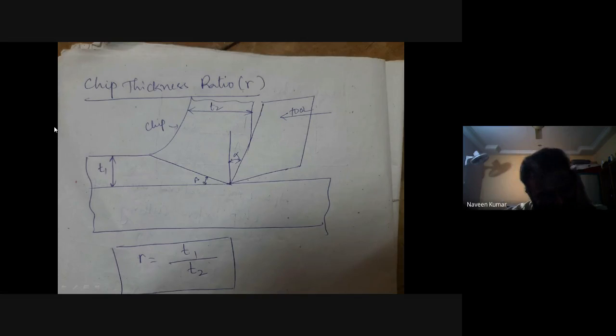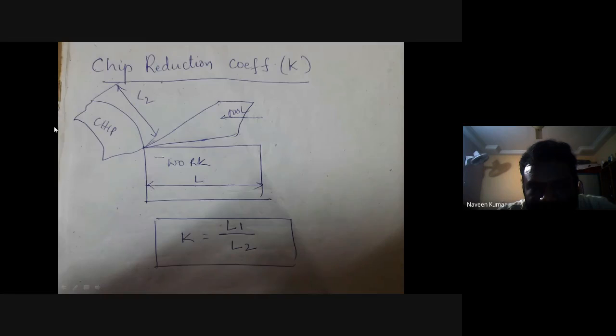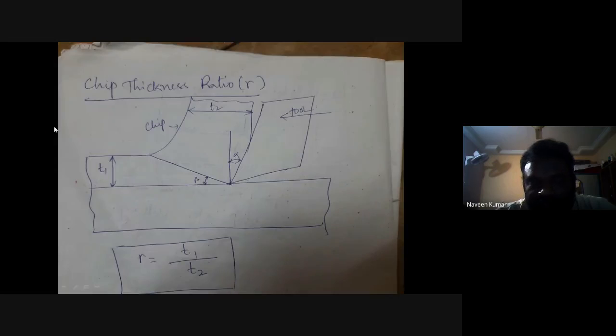Next, under that add one more point. Chip thickness ratio or cutting ratio, both are the same. Chip thickness ratio or cutting ratio is always less than unity.